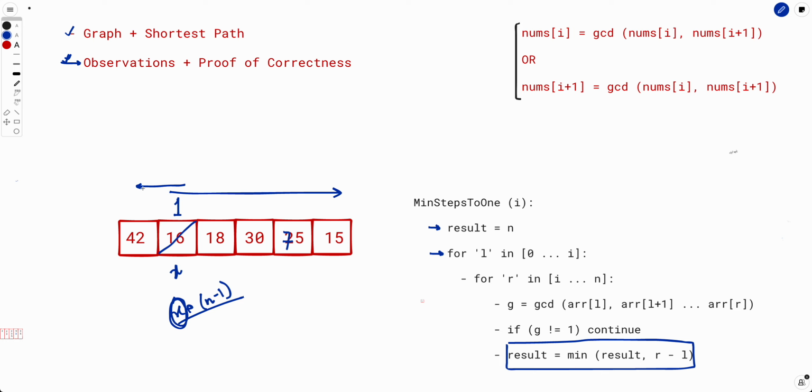Now some of you might be thinking that we require x number of steps to make this 1. Let's say we require, like we have seen that for 30 we require 3 steps.